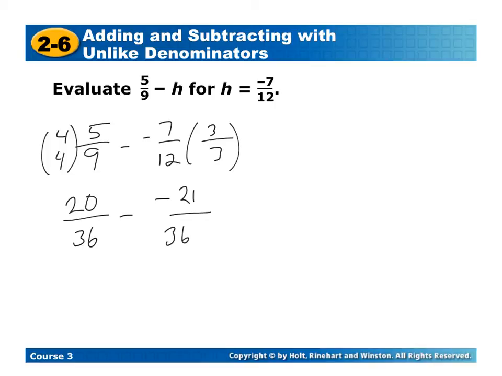Because we're subtracting a negative, if you remember our work with integers, it works the same way. So when I subtract a negative, it actually becomes plus a positive. Now I'm going to add those numbers. 20 plus positive 21 is going to be 41 over 36. Can't be reduced, however we can change it into a mixed number if we wanted. 36 goes into 41 one time with 5 left over.